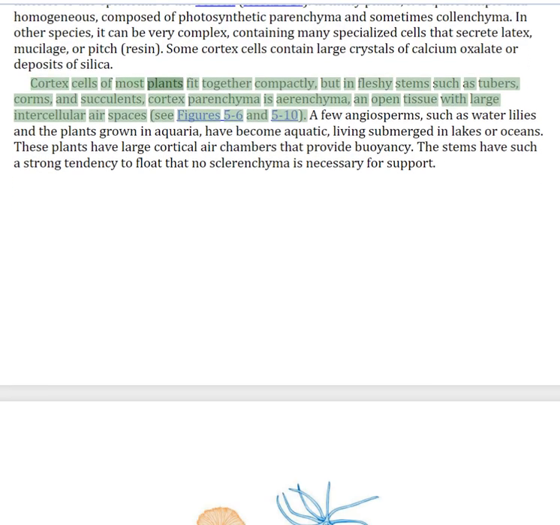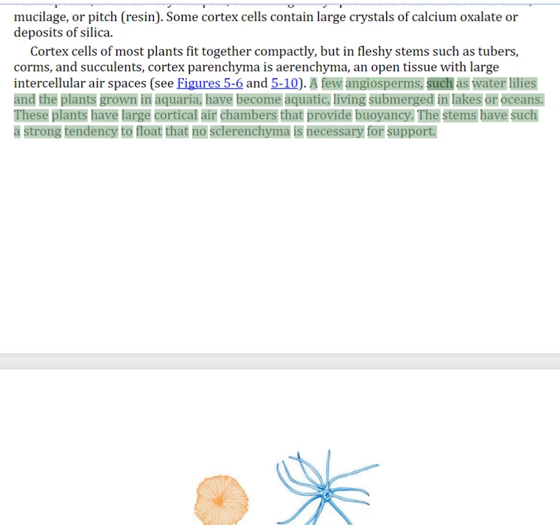Cortex cells of most plants fit together compactly, but in fleshy stems such as tubers, corms, and succulents, cortex parenchyma is aerenchyma, an open tissue with large intercellular air spaces. A few angiosperms, such as water lilies and the plants grown in aquaria, have become aquatic, living submerged in lakes or oceans. These plants have large cortical air chambers that provide buoyancy. The stems have such a strong tendency to float that no sclerenchyma is necessary for support.